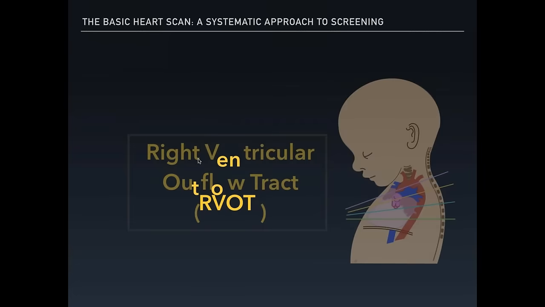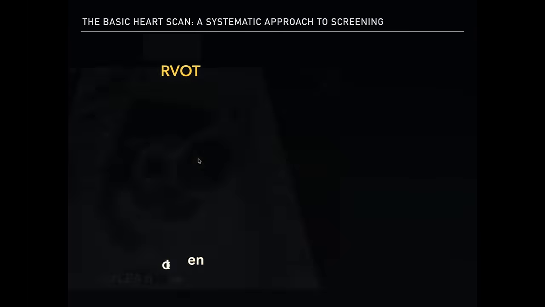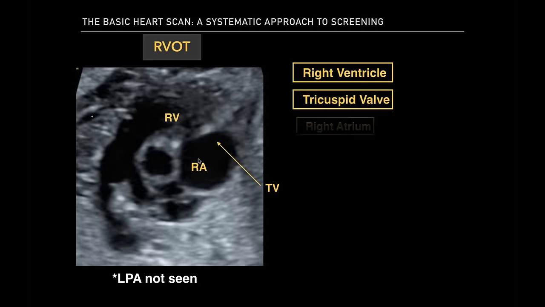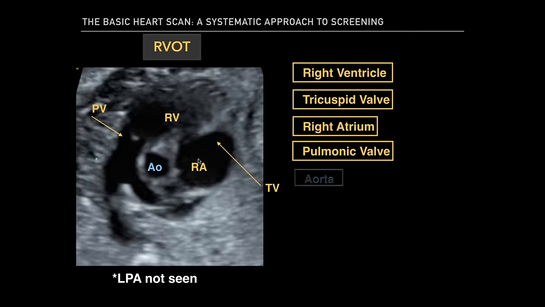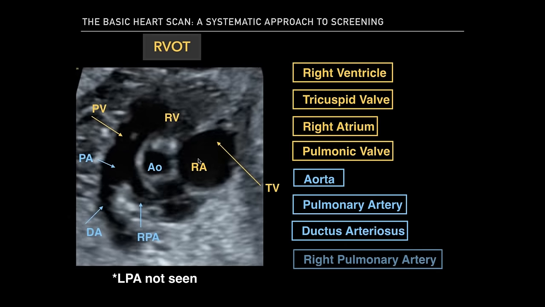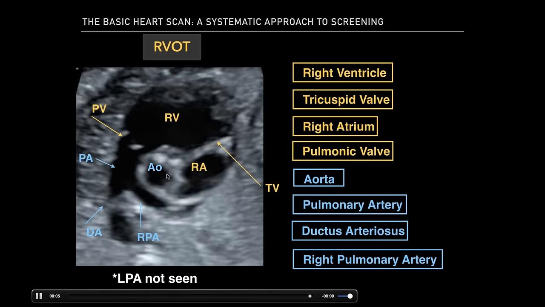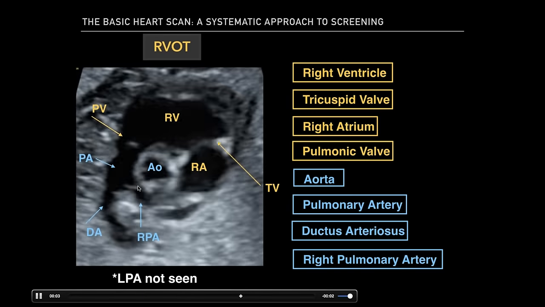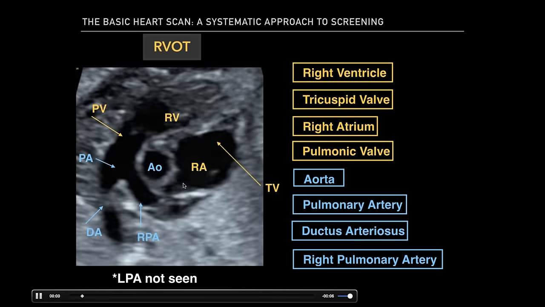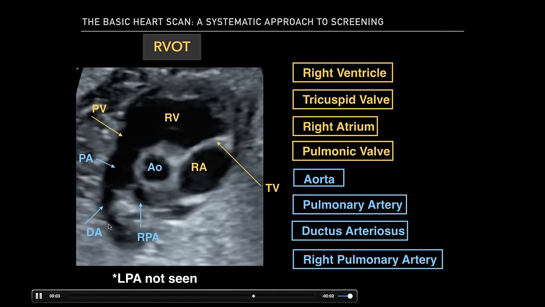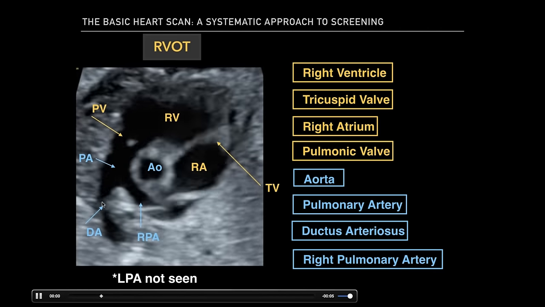Now moving into the right ventricular outflow tract. So here, just going over the normal anatomic views, we have the right ventricle, tricuspid valve, right atrium, pulmonic valve, aorta, the cross-section view of the aorta, pulmonary artery, ductus arteriosus, and the right pulmonary artery wrapping around the aorta. In this view, we don't see the left pulmonary artery, which is not seen in this view.